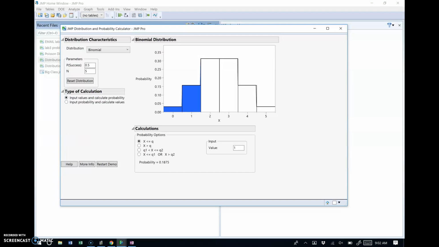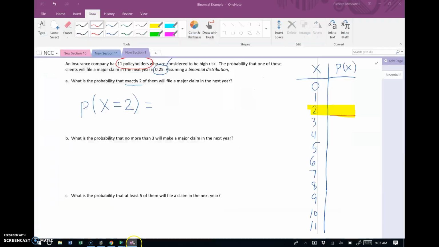And when you look right under the binomial here, you see it says parameters. And obviously, those are the parameters that we were discussing before. Remember, the binomial has 2 parameters. And those parameters are the number of trials, which is n, in this case was 11, and p, the probability of success, which in this case is 0.25.